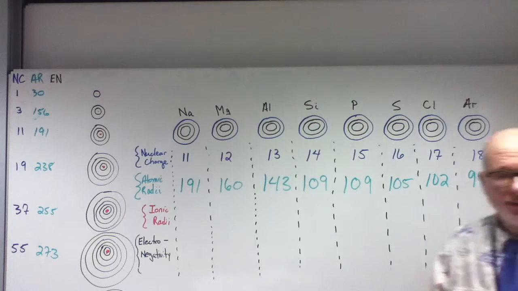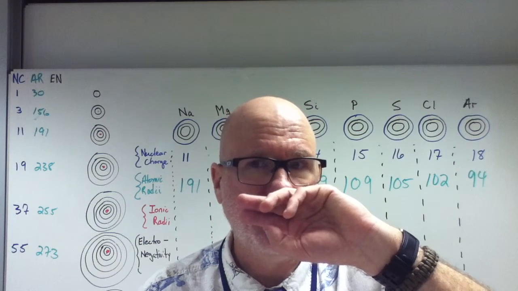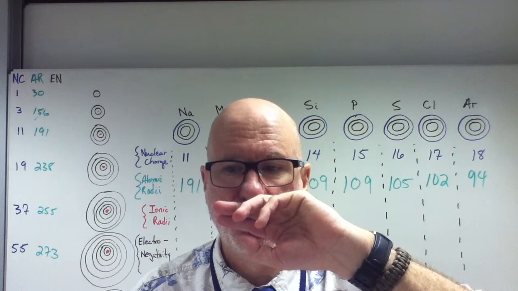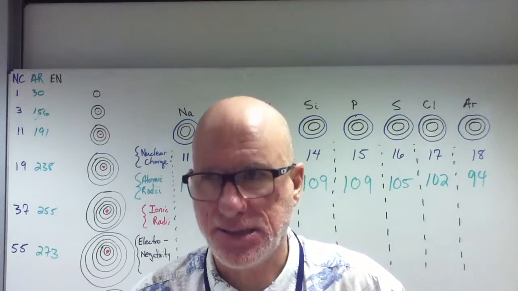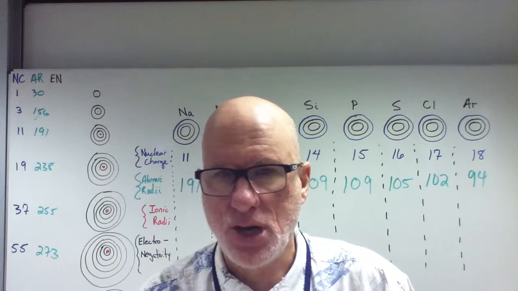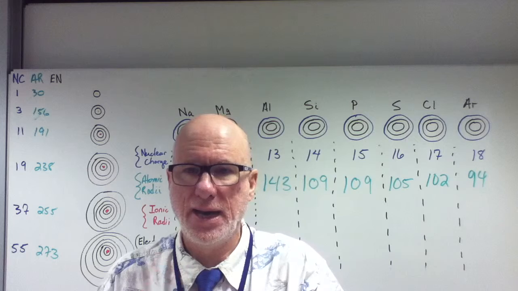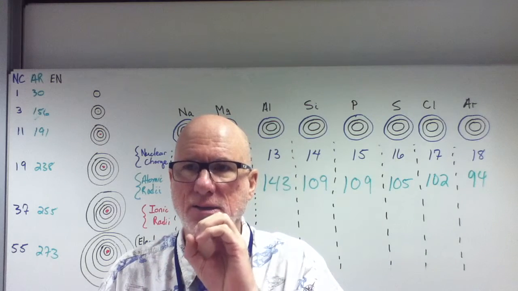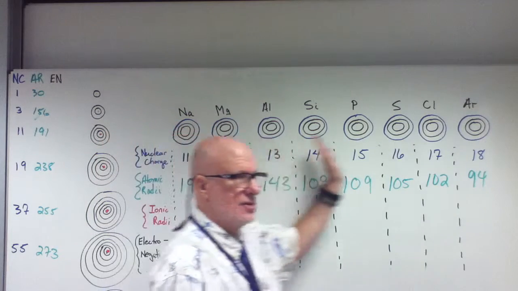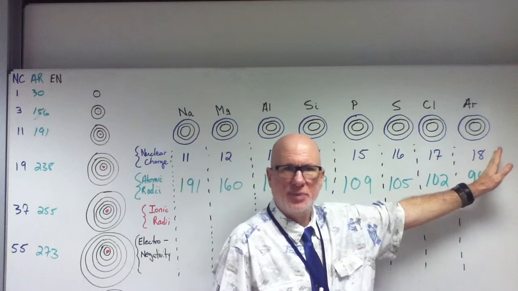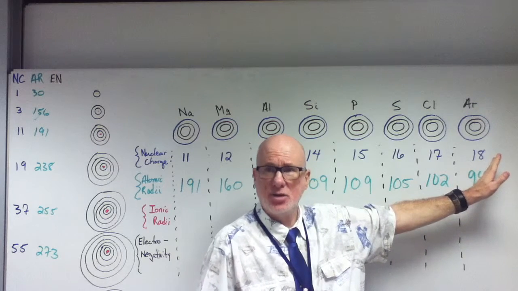Remember, it's the atomic radius, the shielding effect is constant. So what's limiting here as you go from left to right across the period? What's the limiting factor? What's it really based on? It's based on the nuclear charge, isn't it?